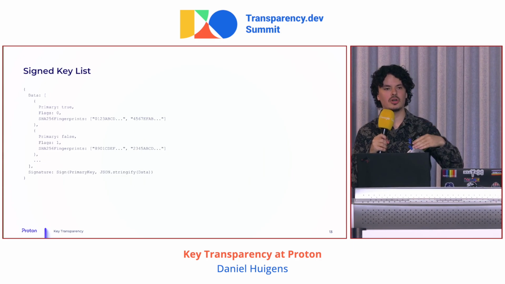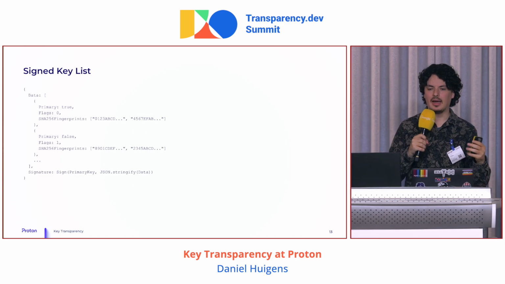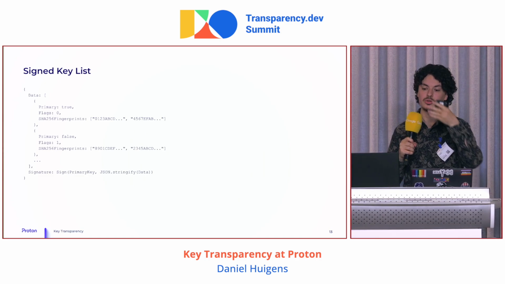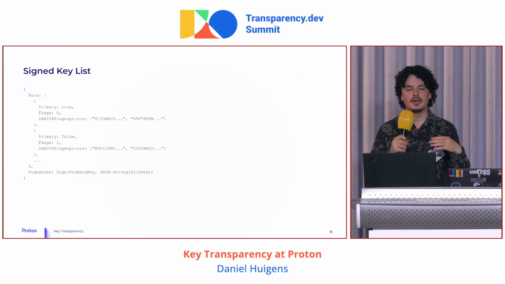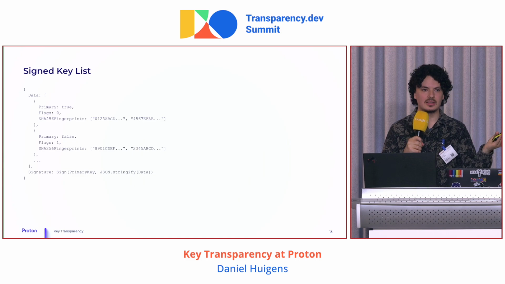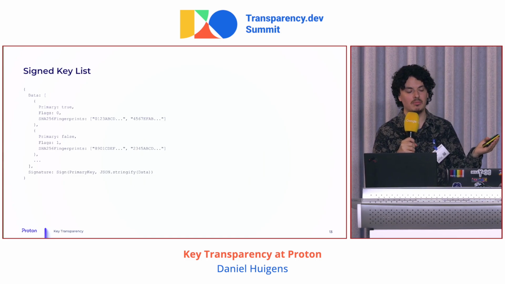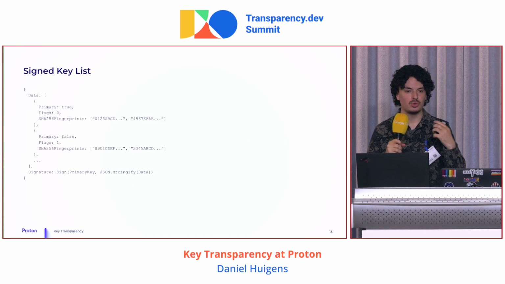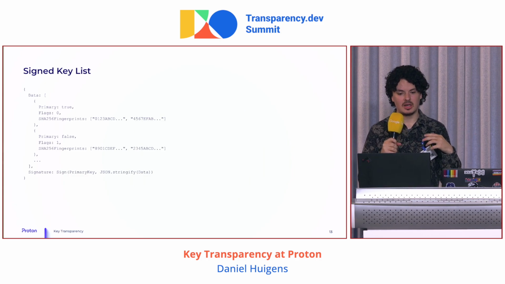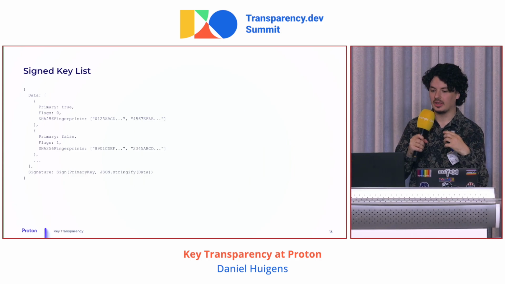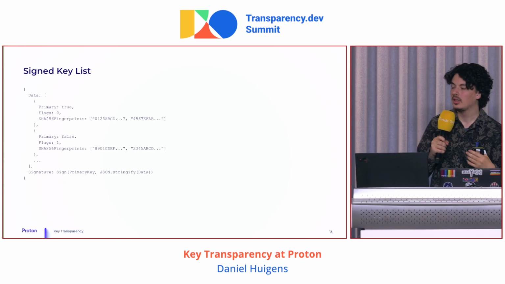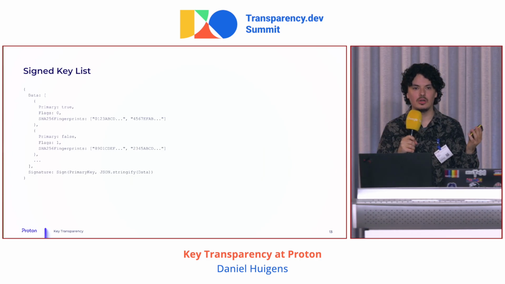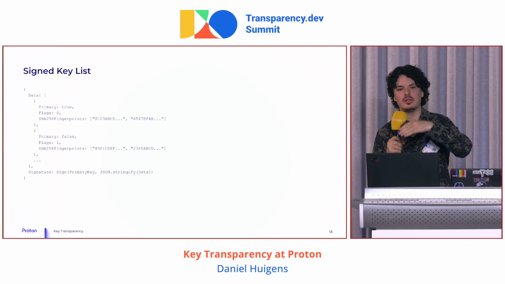This data structure is created every time you make any change to your keys, and is stored also on the server. And then when you log in on a different client, you can check that the change that has been made to your keys is correct, as long as the primary key, which is the first key in this list, is still included in the new change.